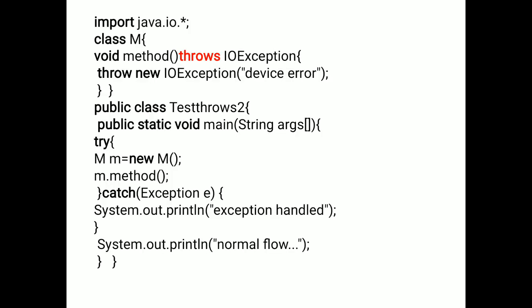So here is one example. Void method throws IOException. That indicates that the method will generate one exception, that is IOException, but it is not handling it. The caller of the method must handle it. So the main method is calling that method called method. Now that method is not handling it, but it will generate an error. Who is the caller of this method called method? That is main, so main must handle it.